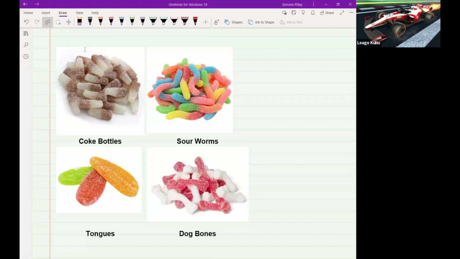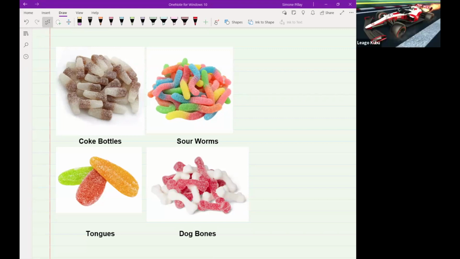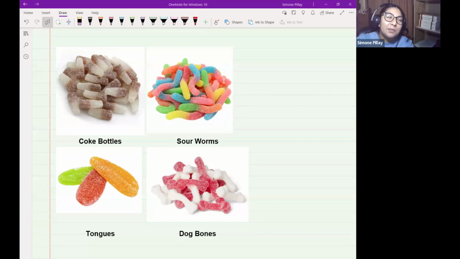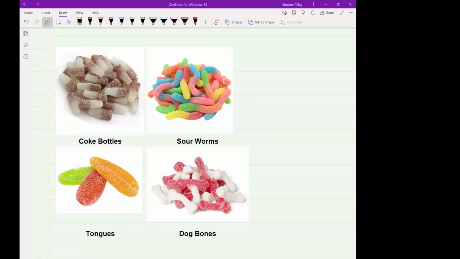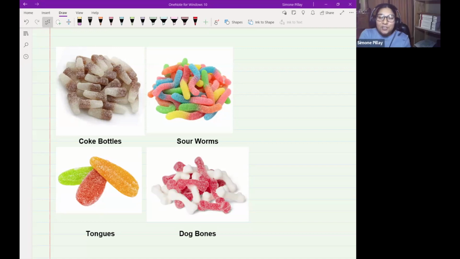Ma'am, I'm definitely gonna get rid of dog bones. Definitely, ma'am. But for me, I think tongues are the best. Coke bottles are tasty, sour worms are too sour, but I'll keep them. But sometimes the sour worms, they're not sour. Sometimes it's just like gummy worms, you know? True-ish, yeah. Well, I agree with you. If you're saying dog bones, I agree with you. And you said Coke bottles were nice, so I'm happy. Yes, ma'am.